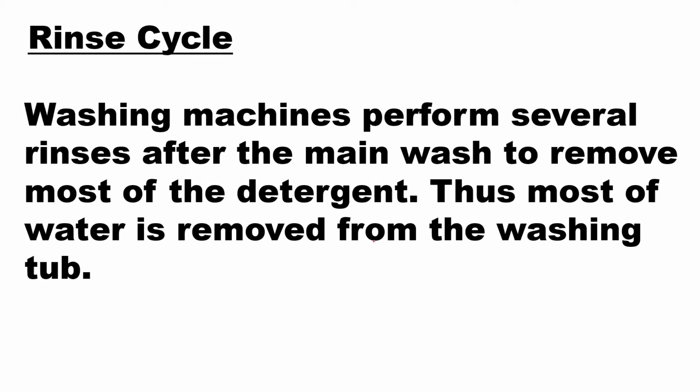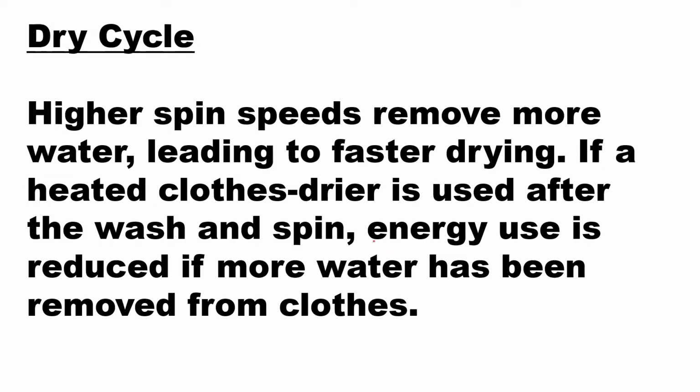Then in the rinse cycle, washing machines perform several rinses after the main wash to remove most of the detergent. The soapiness of the clothes should be removed, and that can be removed by many rinses after the main wash, and thus most of the water is removed from the washing tub. That is your rinse cycle.